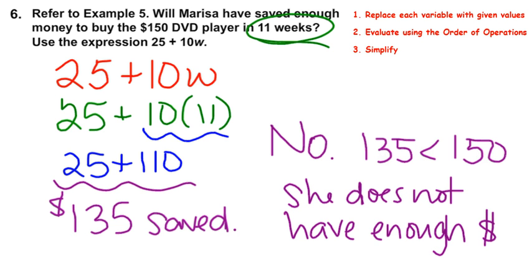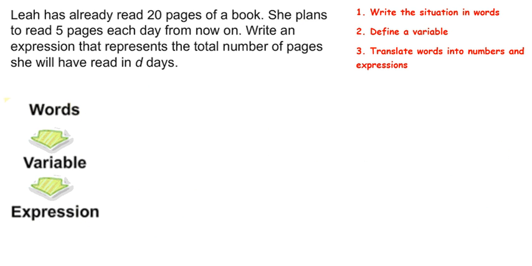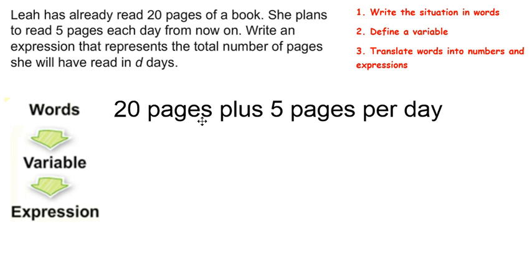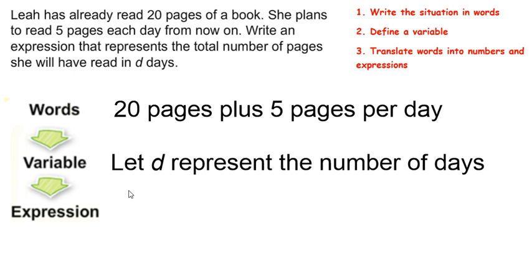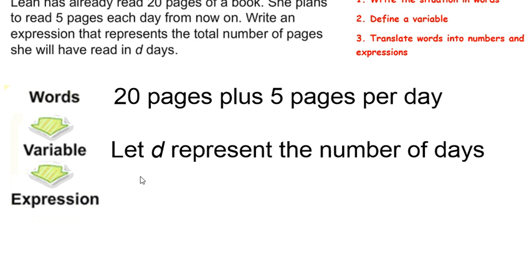Okay, I'm going to follow up with one more example for you. We're going to talk about Leah, and Leah has already read 20 pages in a book. She plans to read 5 pages each day from now on. Write an expression that represents the total number of pages she will have read in D days. So, in words, she read 20 pages, plus she's reading 5 pages per day. The question is, what is my variable? What is the thing that can change? Well, we're going to let D represent the number of days because we don't know how many days it is.